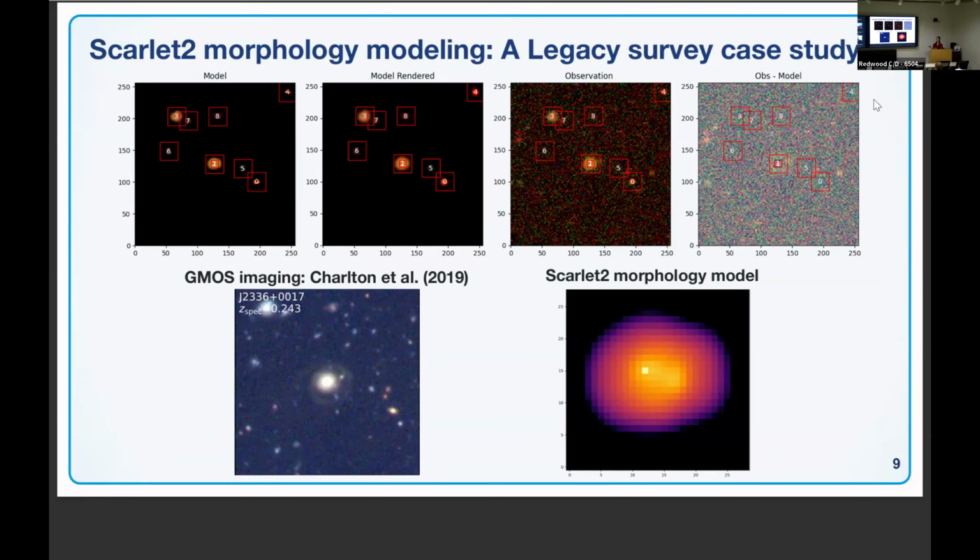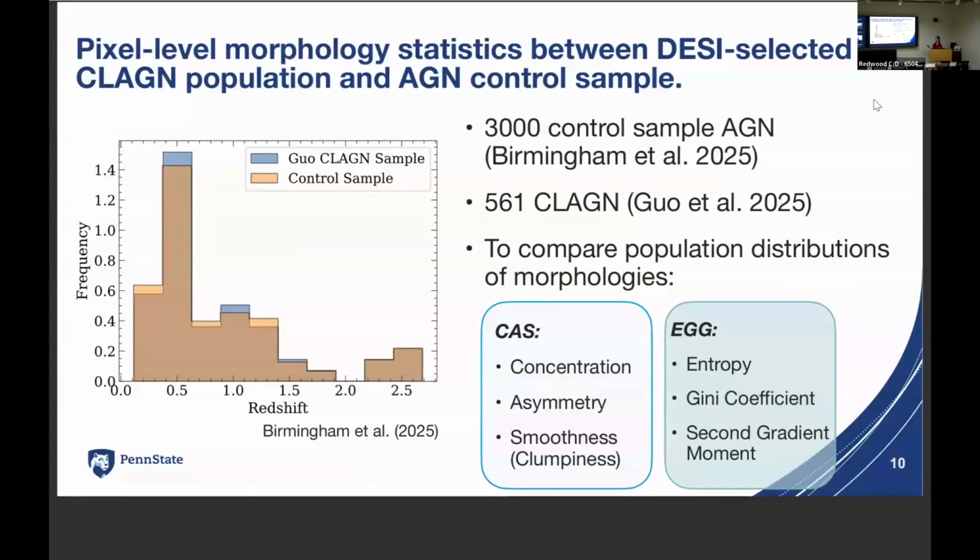So what do we want to do with these output morphology models? Well, we're starting off by getting some precursor information about what the pixel-level morphology statistics of changing-look AGN hosts look like compared to a control sample of AGN hosts. So we're going to start with a sample of 3,000 control AGN from Birmingham et al., which is well matched in redshift to the DESI-selected 561 changing-look AGN from Guo et al. And so this will have great overlap, obviously, with our DESI Legacy Survey imaging.